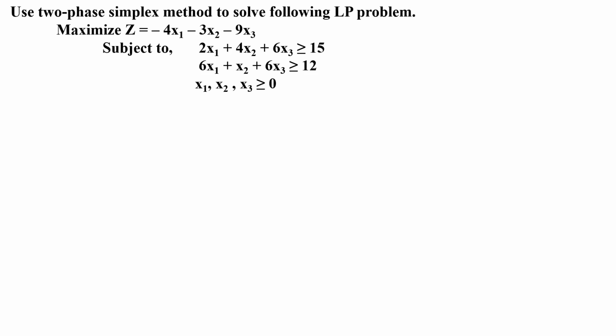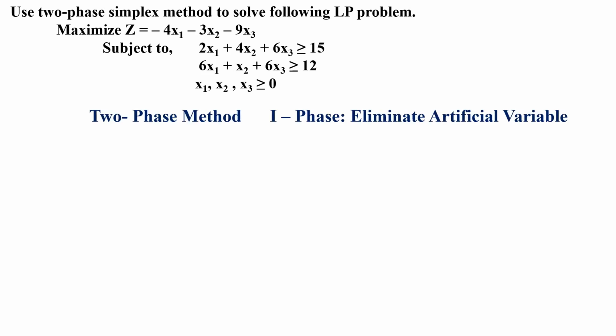Maximize z equal to -4x1 - 3x2 - 9x3 subject to 2x1 + 4x2 + 6x3 ≥ 15, 6x1 + x2 + 6x3 ≥ 12, x1, x2, x3 ≥ 0. In the two-phase method, the first phase is to eliminate artificial variables in the basis.